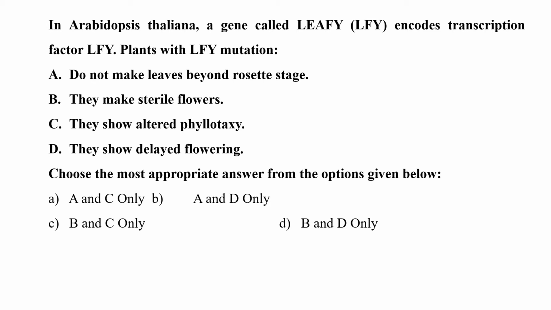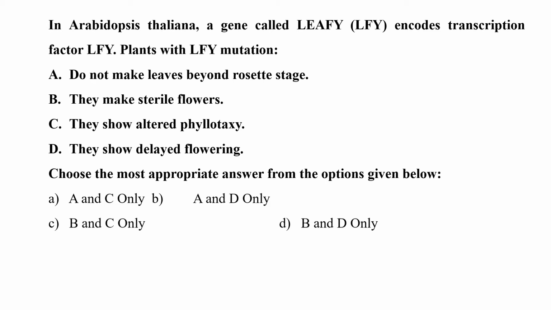The next question is, in Arabidopsis thaliana, a gene called Leafy, the LFY gene, encodes transcription factor LFY. Plants with LFY mutation: A, do not make leaves beyond the rosette stage. B, they make sterile flowers. C, they show phyllotaxy. And D, they show delayed flowering.